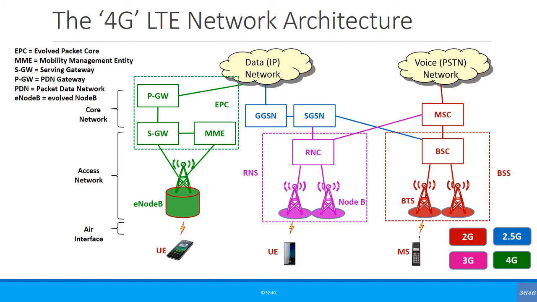Now, to cater for these two different scenarios, what happened in LTE or 4G was that the control plane and the user plane were separated to an extent. So, the MME handles the control plane signaling, while the serving gateway and the PDN gateway handle the user plane data. You must have seen this picture in some of my other videos. We are just going to focus on the 4G part in this video.